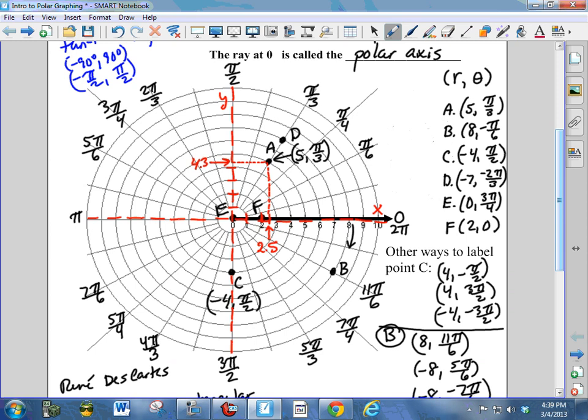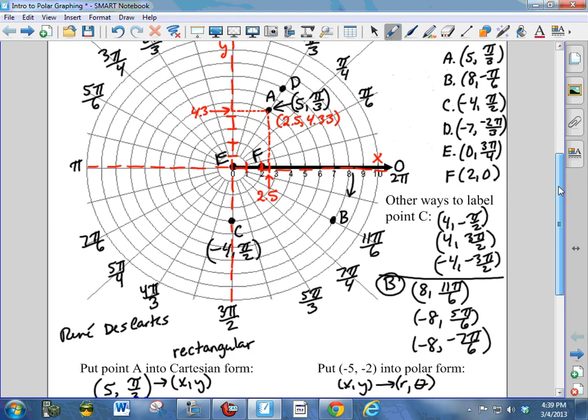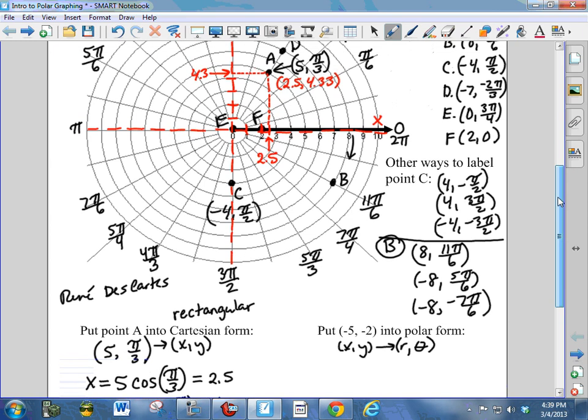So point A has as its rectangular coordinates 2.5, 4.33. Okay, so those are the rectangular coordinates for the polar point. Now I want to go the other direction now. I want to put -5, -2 into polar form.